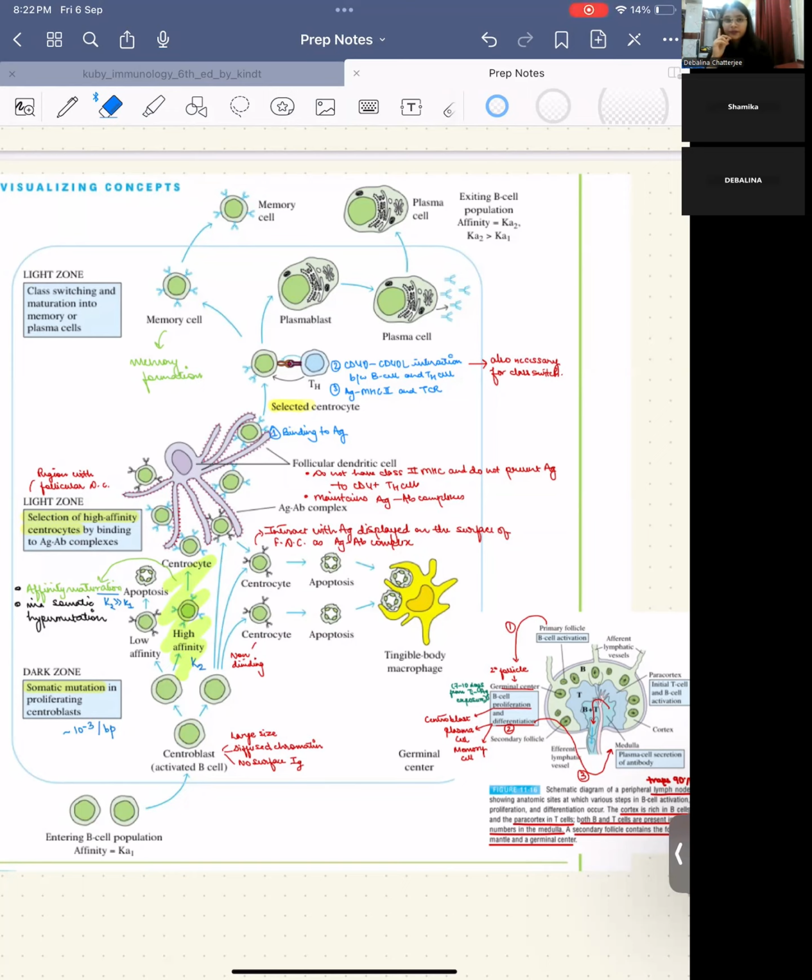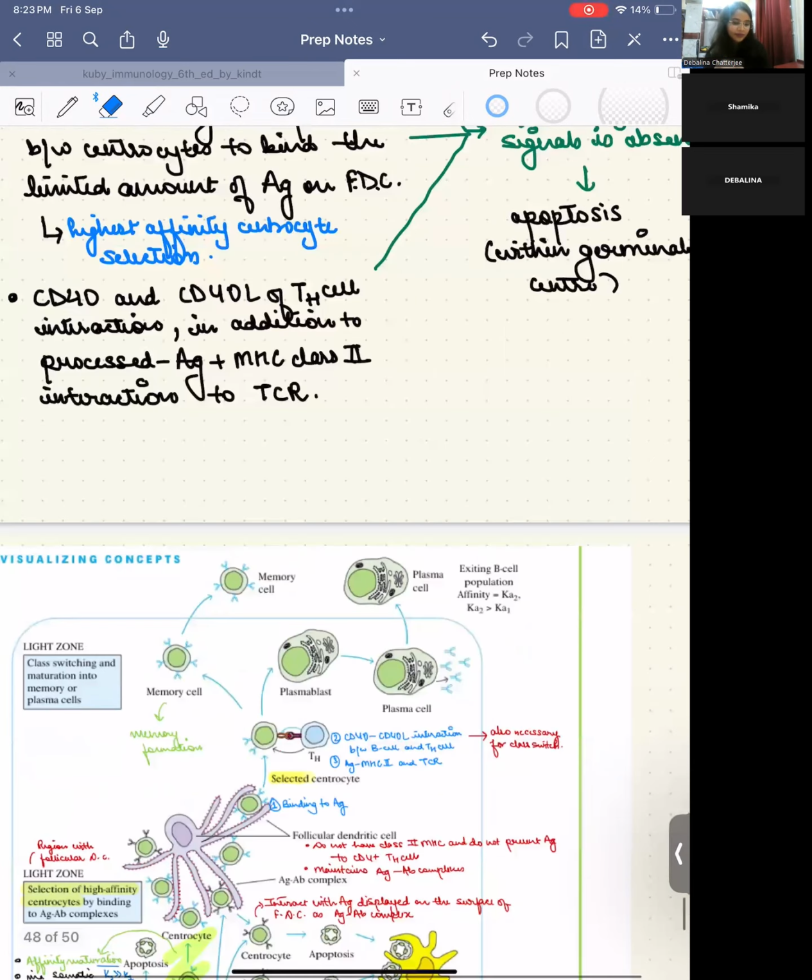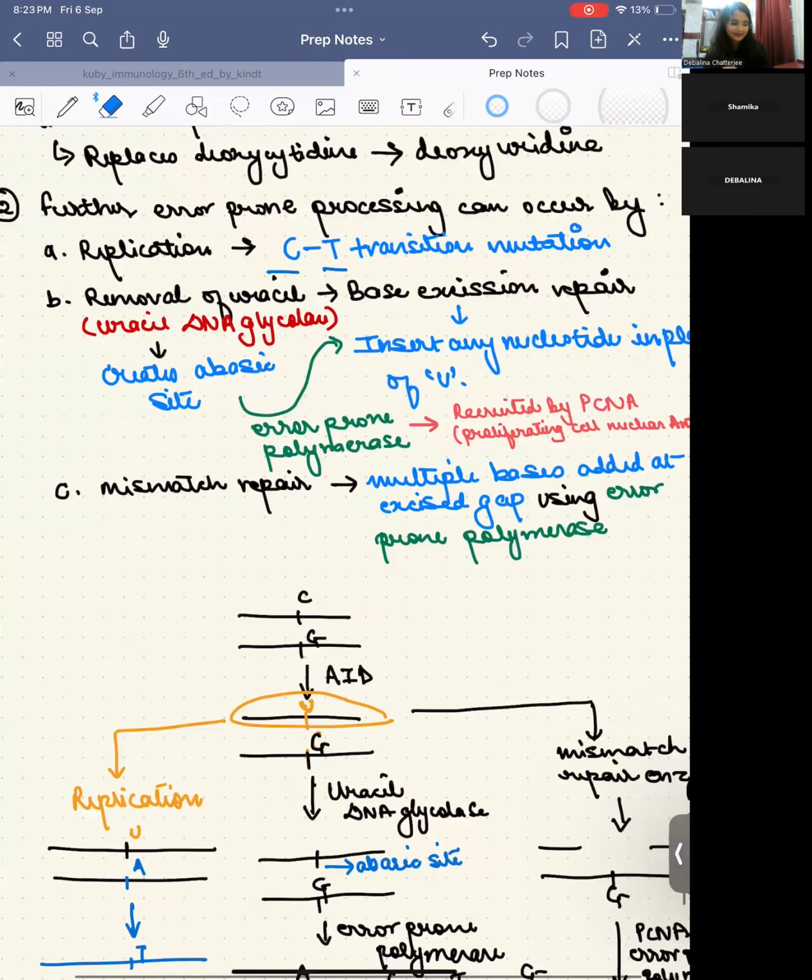Okay, ma'am. In somatic hypermutation, at the time of replication, there are certain enzymes which take care that proper DNA strands get formed. In that case, that enzyme will not be of much use, since we have shown the error-prone DNA polymerase. I'm not remembering the name of that enzyme. Error-prone DNA polymerase. Yes, ma'am.